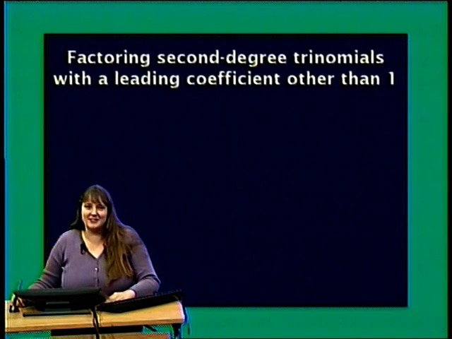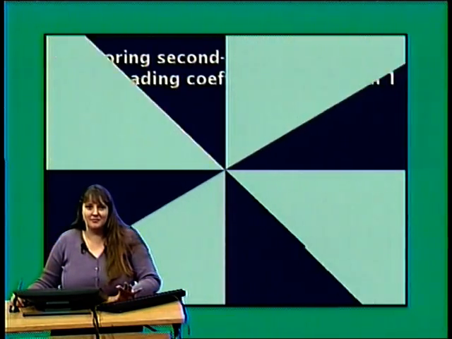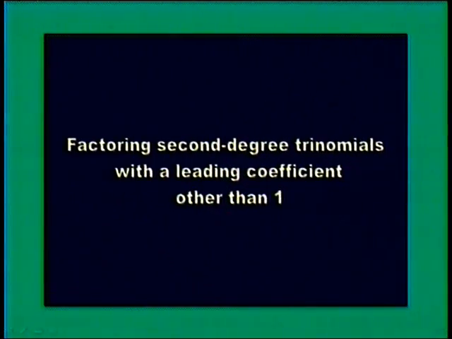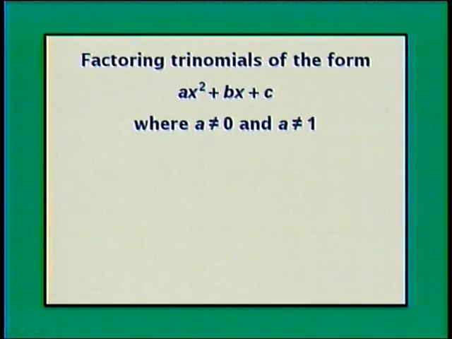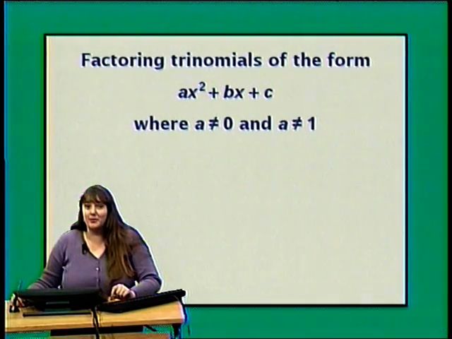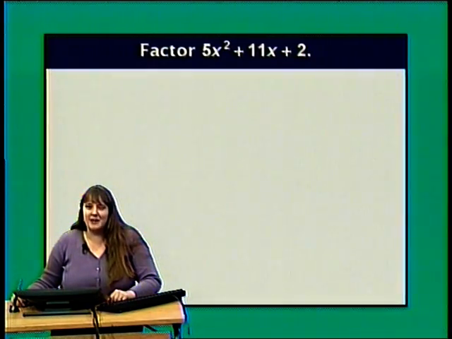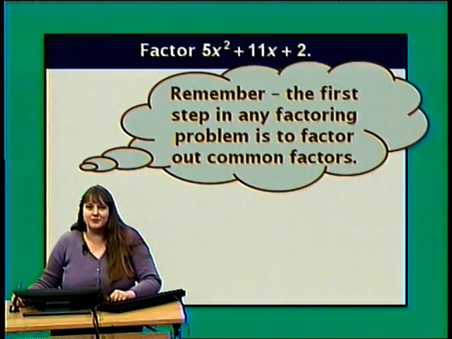In this part of the lesson, I'm going to focus on factoring second-degree trinomials with a leading coefficient other than 1. Another way we can say that we're factoring second-degree trinomials with a leading coefficient other than 1 is to say we're factoring trinomials of the form ax squared plus bx plus c, where a does not equal 0 and a does not equal 1. Let's factor 5x squared plus 11x plus 2.